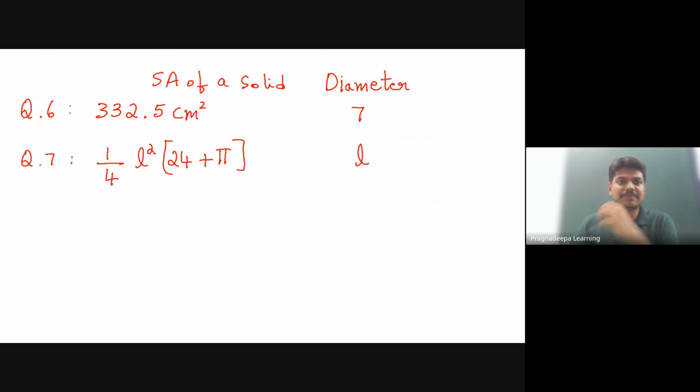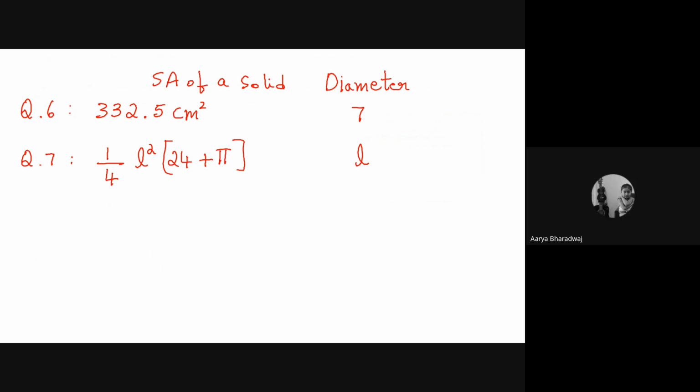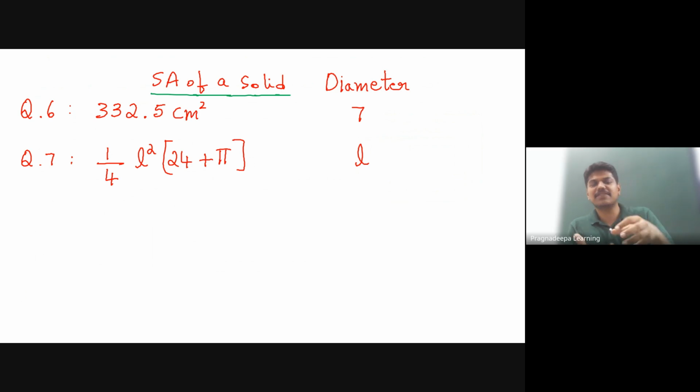Okay, try that. Sorry, I wasn't there for the 6th question, but what is the greatest diameter the hemisphere can have? It's 7 centimeter only, right? Exactly. See, you just imagine a cube, you are placing a hemisphere on top of it. What is the maximum diameter it can have? It will be equal to the edge. Yes or no? Yes, sir.